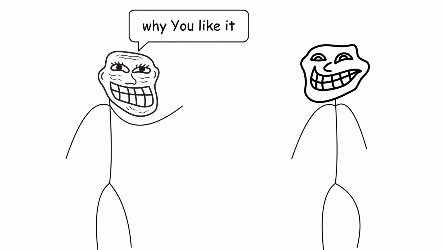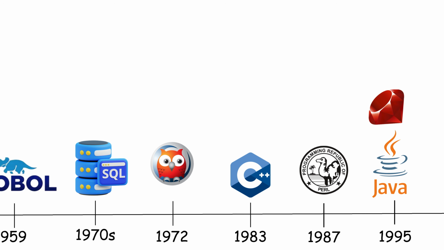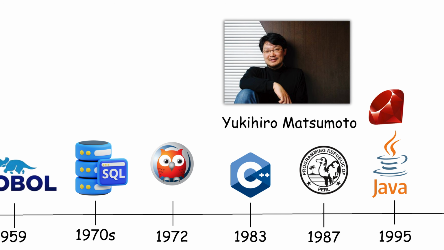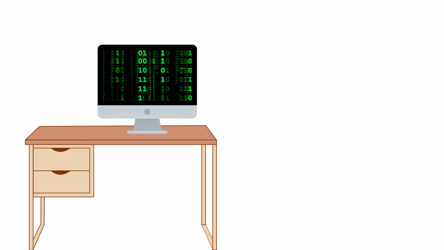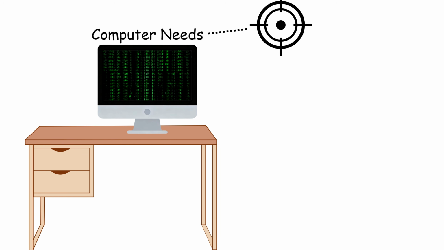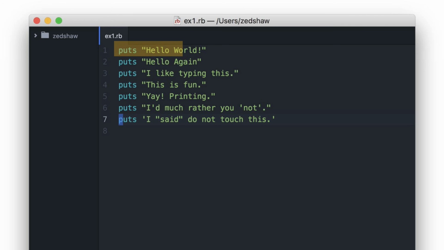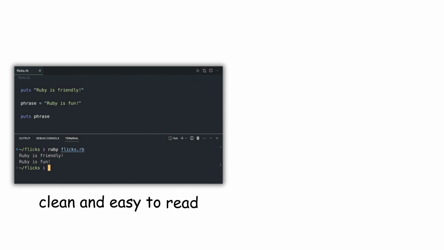Ruby. Ask a Ruby programmer why they like it, and you'll probably hear the same word a lot: happiness. That was actually the goal. It was created in 1995 by Yukihiro Matsumoto, known as Matz in Japan. He wasn't happy with existing languages, saying they focused too much on the computer's needs and not enough on the programmers. So he built Ruby around a simple idea: coding should feel natural and enjoyable, not like a chore.